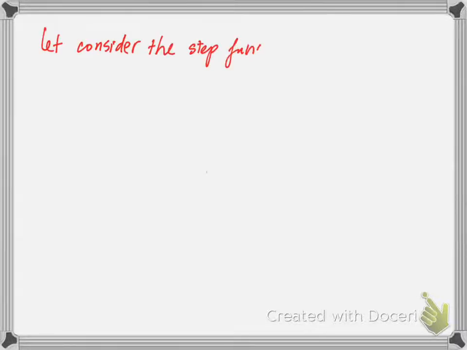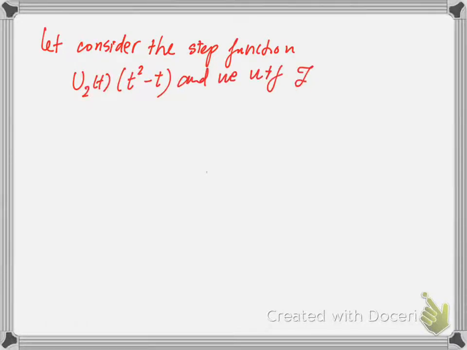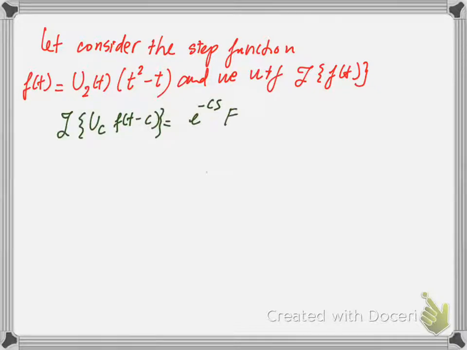Well, let's consider the step function u_2(t² − t), and we want to find the Laplace transform of this function. You can see that this is a step function where the step unit is 2, and the function is t² − t. Now keep in mind that in Laplace transforms of step functions, we have two different forms.